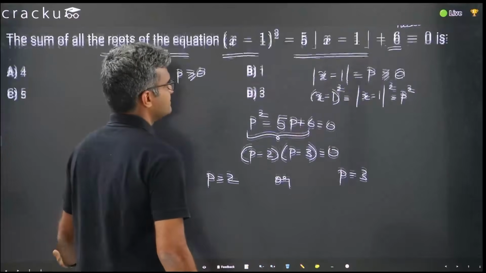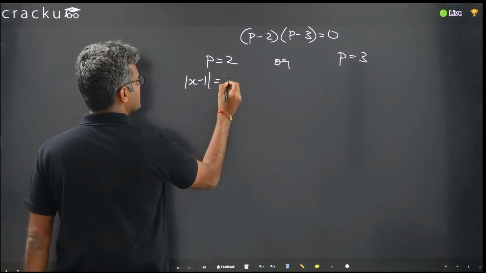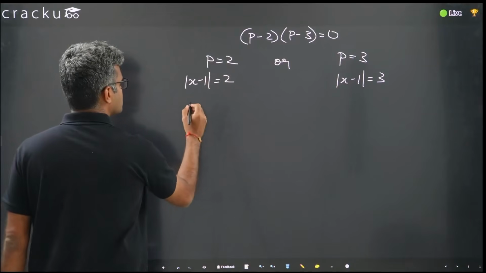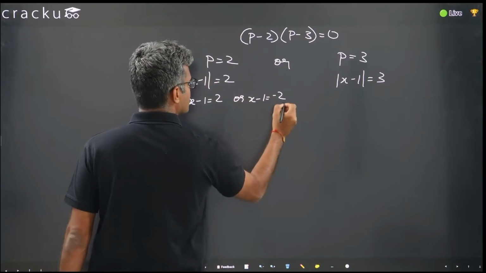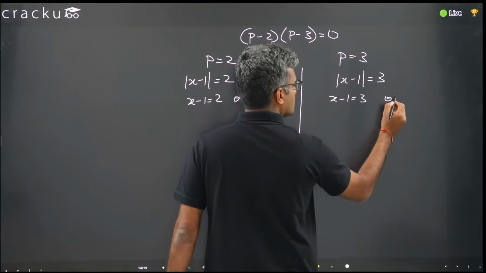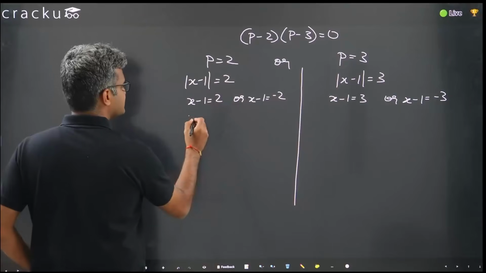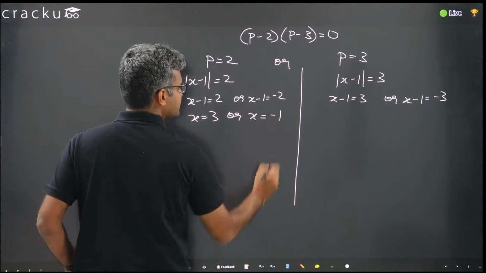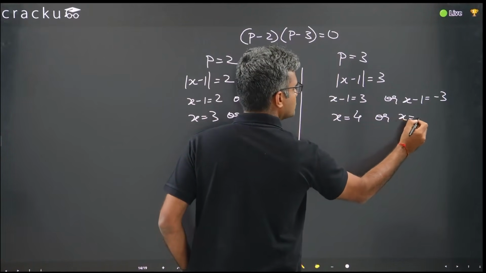But what is P? P is simply equal to modulus of x minus 1. So modulus of x minus 1 is equal to 2 or modulus of x minus 1 is equal to 3. So x minus 1 is equal to 2 or x minus 1 is equal to minus 2 or x minus 1 is equal to 3 or x minus 1 is equal to minus 3. So the value of x is equal to 3 or x is equal to minus 1. Here x is equal to 4 or x is equal to minus 2.